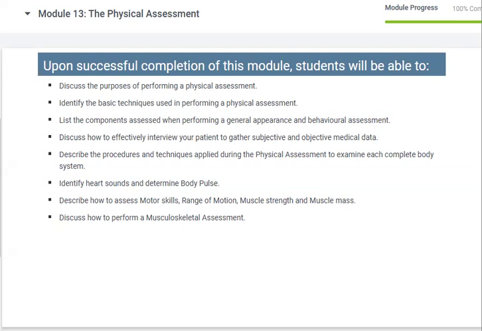techniques applied during the physical assessment to examine each complete body system, identify heart sounds and determine body pulse, describe how to assess motor skills, range of motion, muscle strength, and muscle mass, discuss how to perform a musculoskeletal assessment, the function and facts of a physical exam.